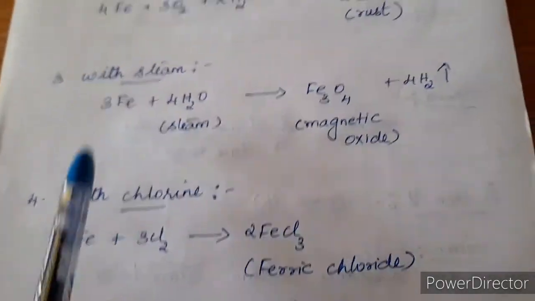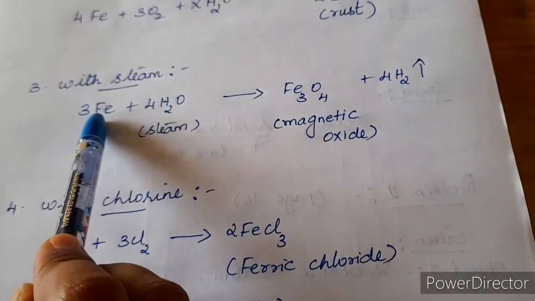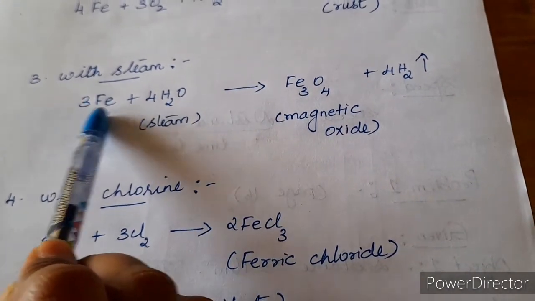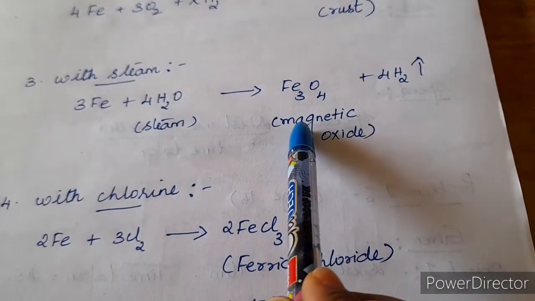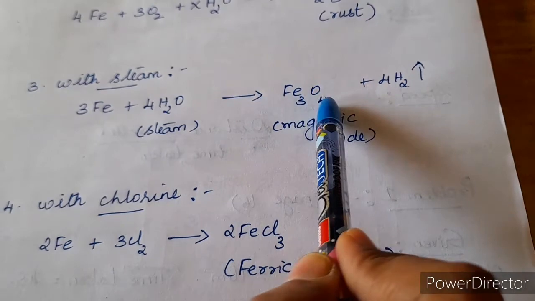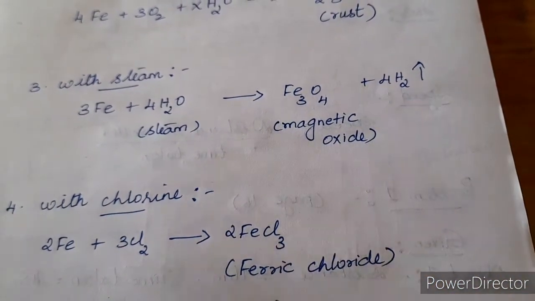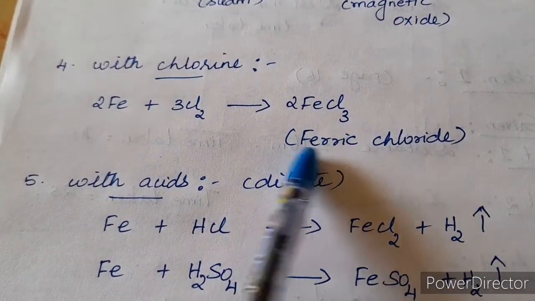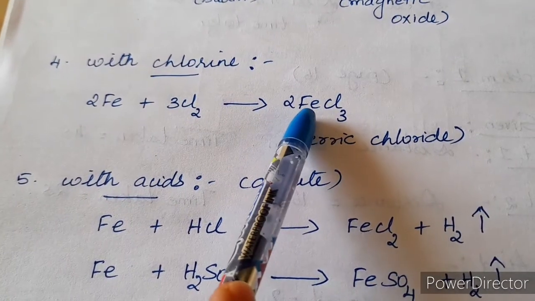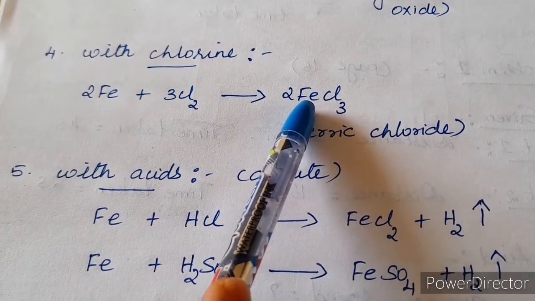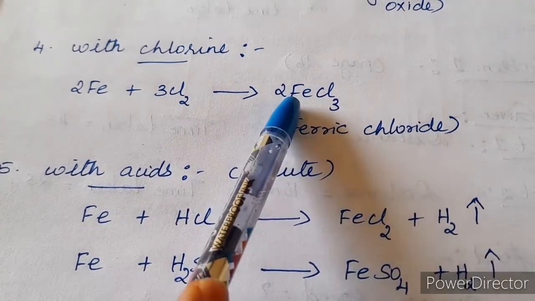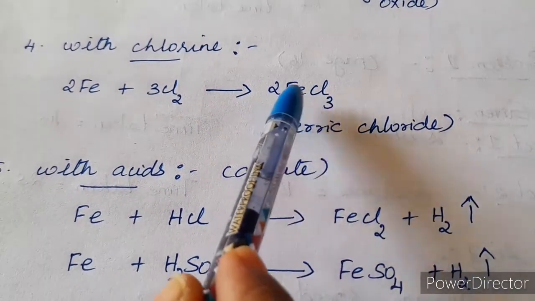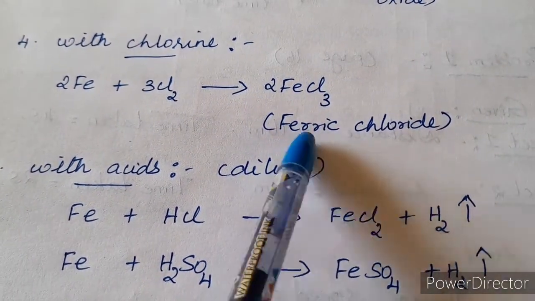Next, with steam. The iron does not react with hot water or cold water. When steam is passed over a hot iron rod, you will get magnetic oxide, that is Fe3O4, with the liberation of hydrogen. Next is the reaction with chlorine. When it reacts with chlorine, it forms ferric chloride. Here, iron shows two oxidation states, Fe2+ and Fe3+, and here the oxidation state is Fe3+. So you will get the compound FeCl3, which is called ferric chloride.